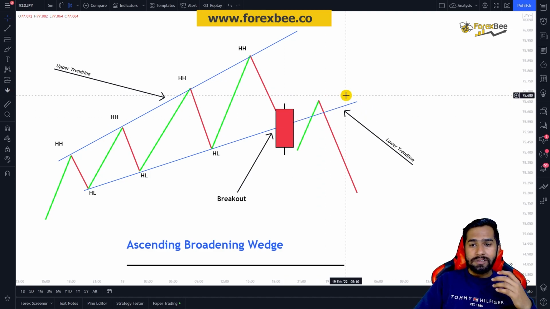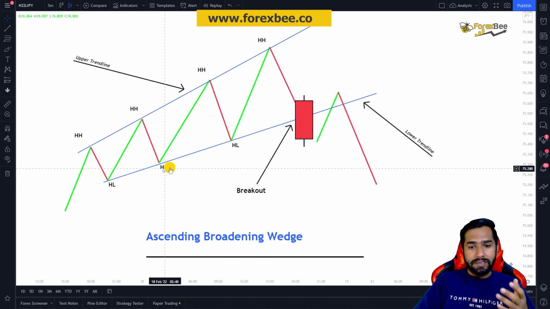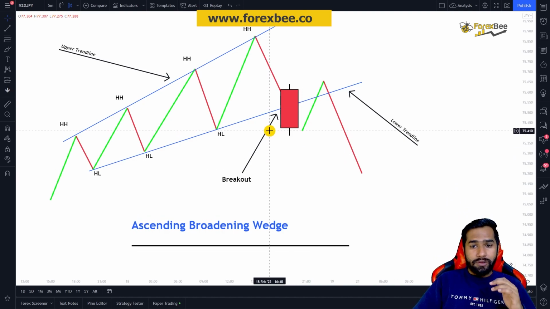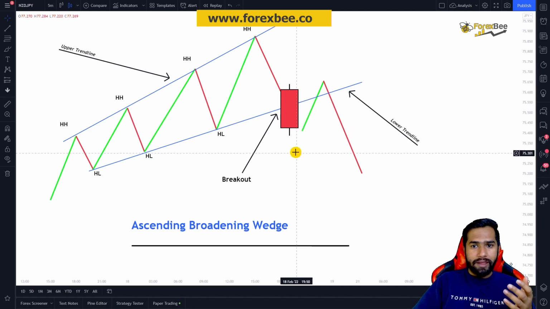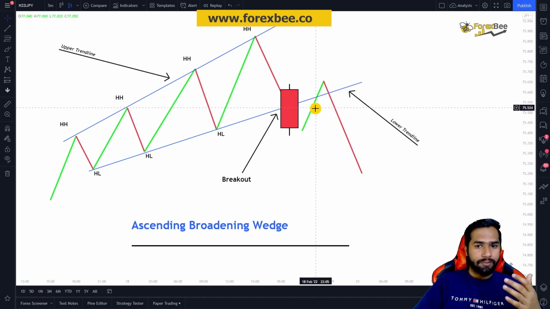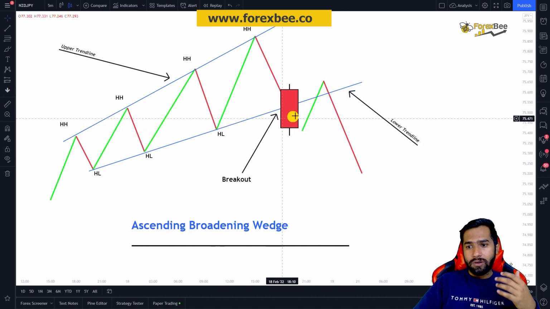So once the ascending broadening wedge pattern gives a breakout at this lower trend line, then that means the market is ready to get reversed. Now the bullish trend is going to get reversed, and the bearish trend is going to form in the market. So here you can see that this is the breakout candle, and in this case you can also look for a candlestick pattern that should be forming at this higher lows trend line or lower trend line.